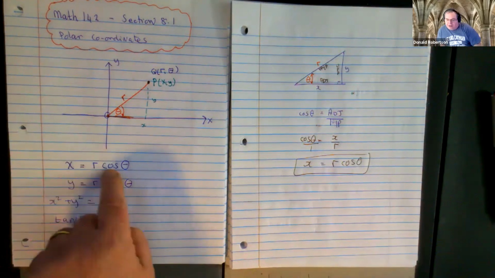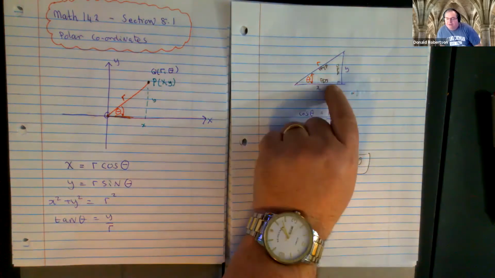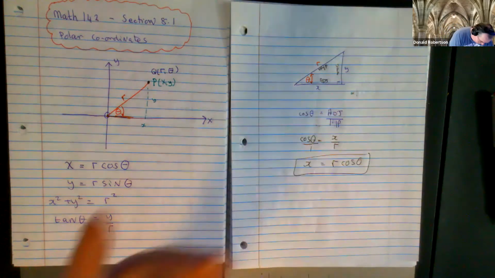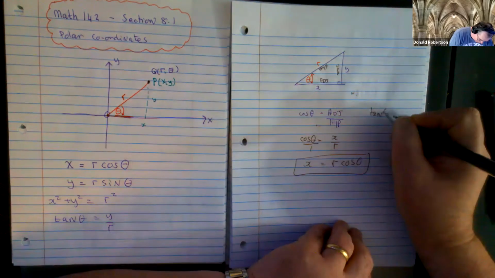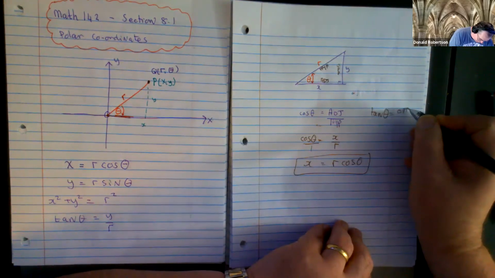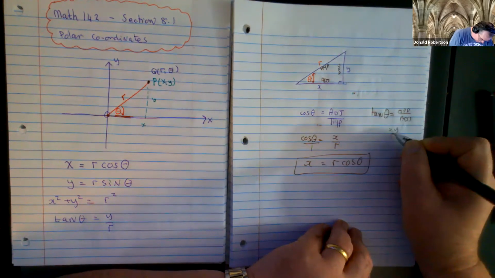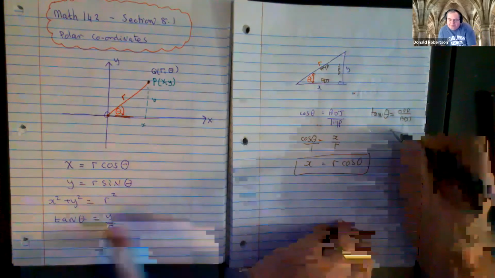So it's not that they're magic. You could actually prove them. Couldn't you find the sine of theta and show me what it was equal to? Let's do the tan of theta. If I asked, what's the tan of theta? It would be opposite over adjacent. That would be y over x. There you go.